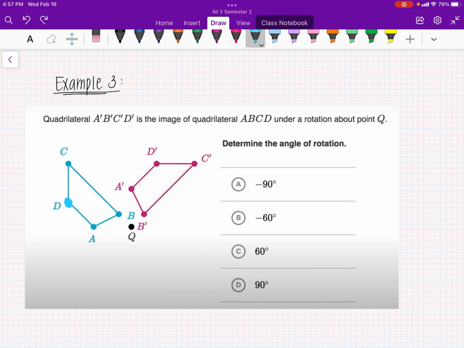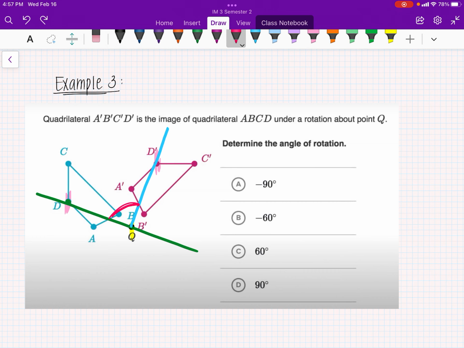So D is actually here. Let me use a different color. D is here. So I'm going to draw a line through D. Let's do that one more time. All right, more or less. And in this case, once again, it's from my center, which is Q, and the point I chose to work with, which is D. So I'm going to connect a line, in this case, from the center to D prime.